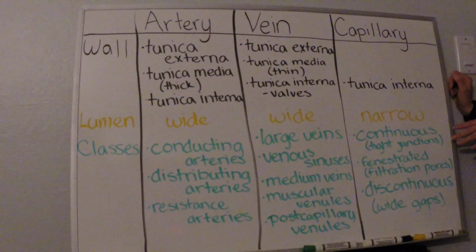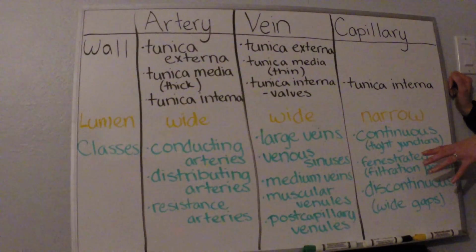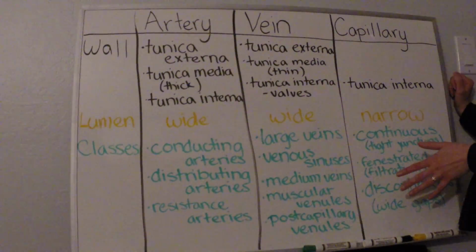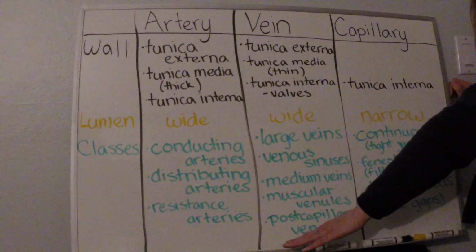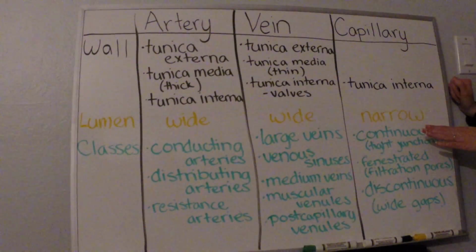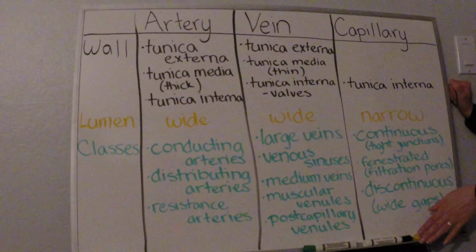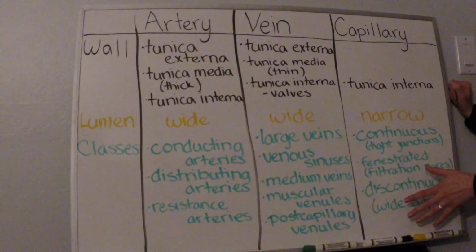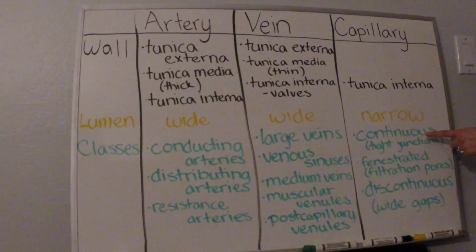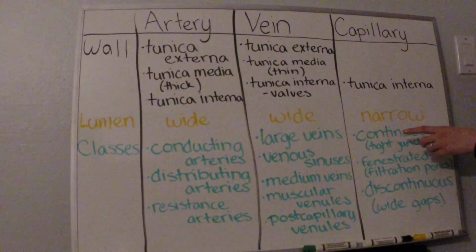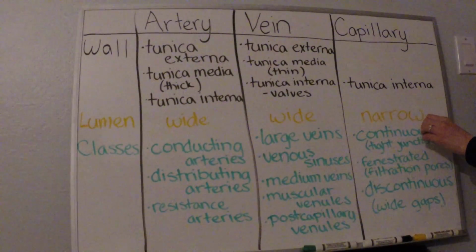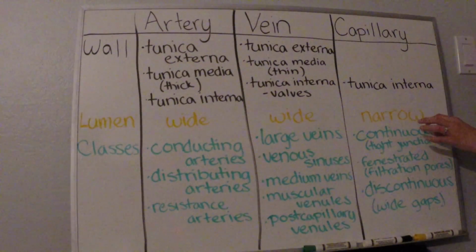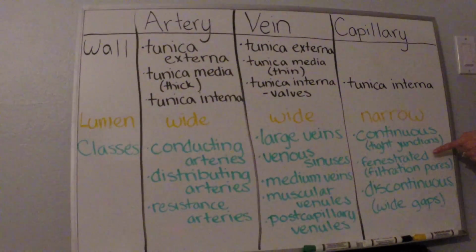Our capillary classes are not divided the same way as the arteries and veins. The arteries and veins we did large to small, whereas capillary, it depends on the permeability and what solutes and nutrients and everything it allows to go through. So the continuous capillaries have tight junctions, so they don't allow as much filtration, whereas the fenestrated have filtration pores, so they allow a little bit more of the larger substances to get through.